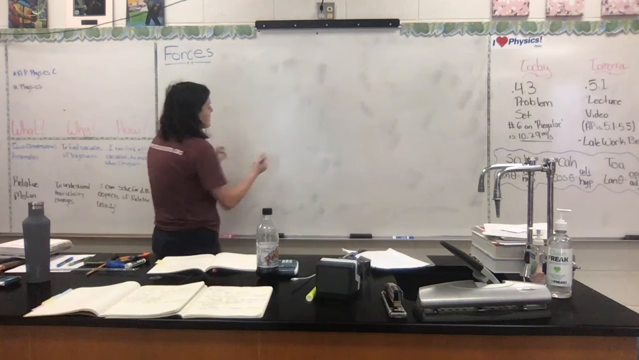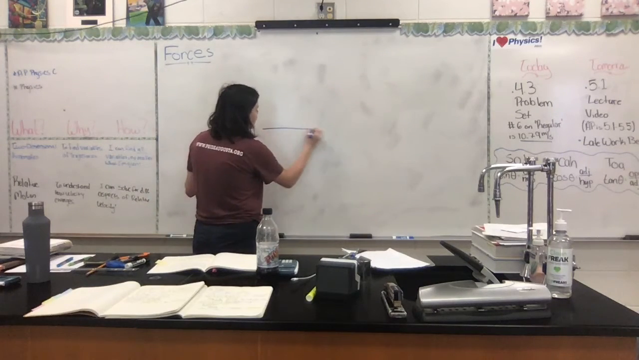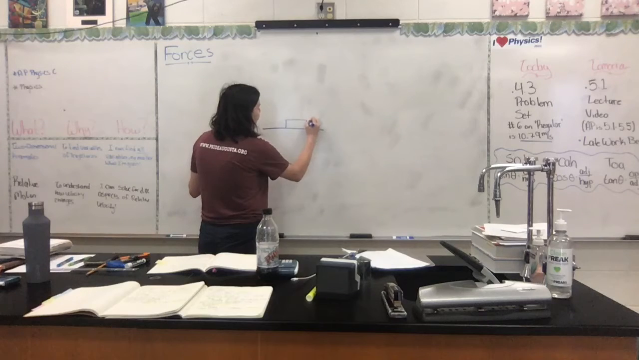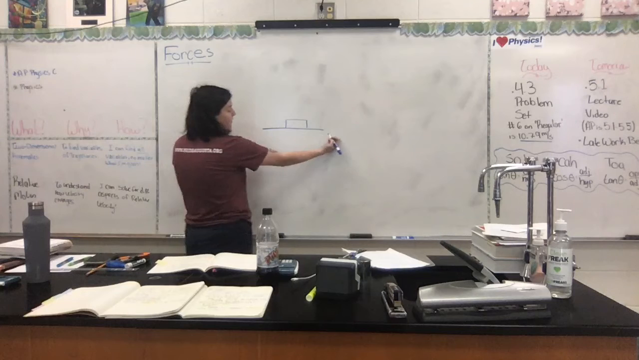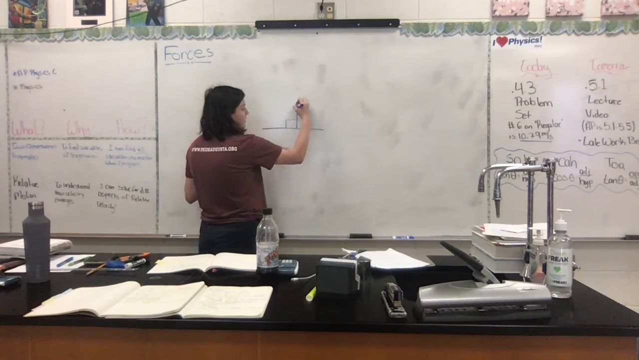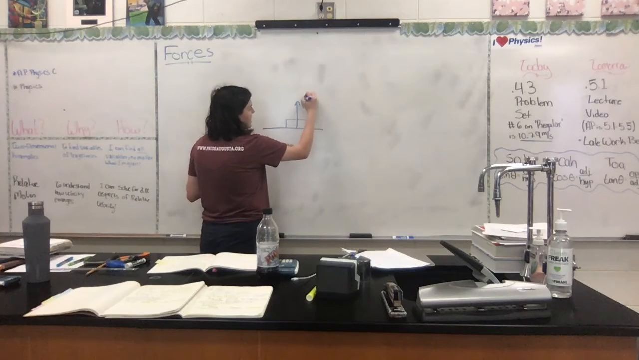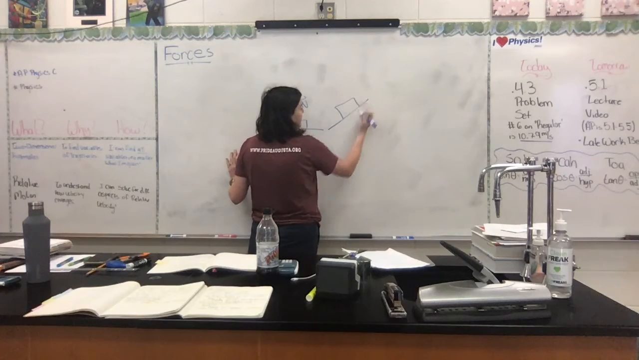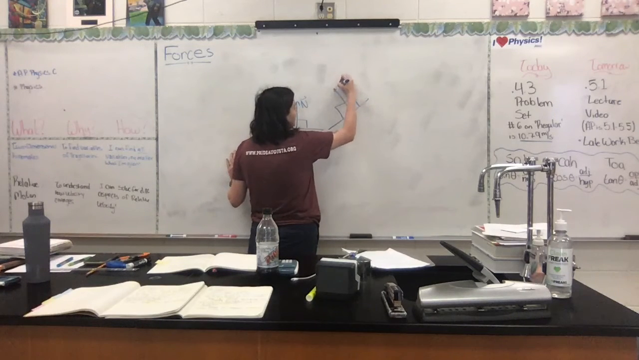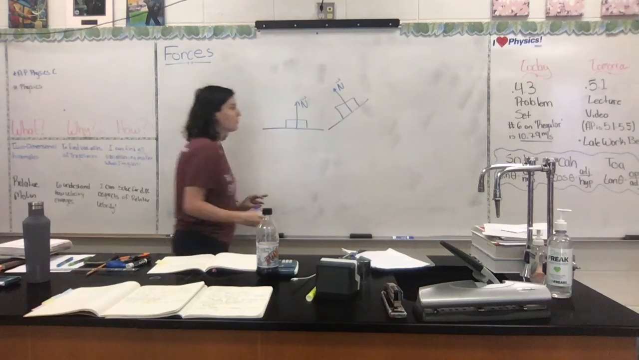Normal force is always going to be perpendicular, okay? Now what that means is it's always going to make a right angle with the surface. So if we're on a flat surface, well, this is going to be our normal force. If we're on a ramp, well, perpendicular, this is going to be our normal force.